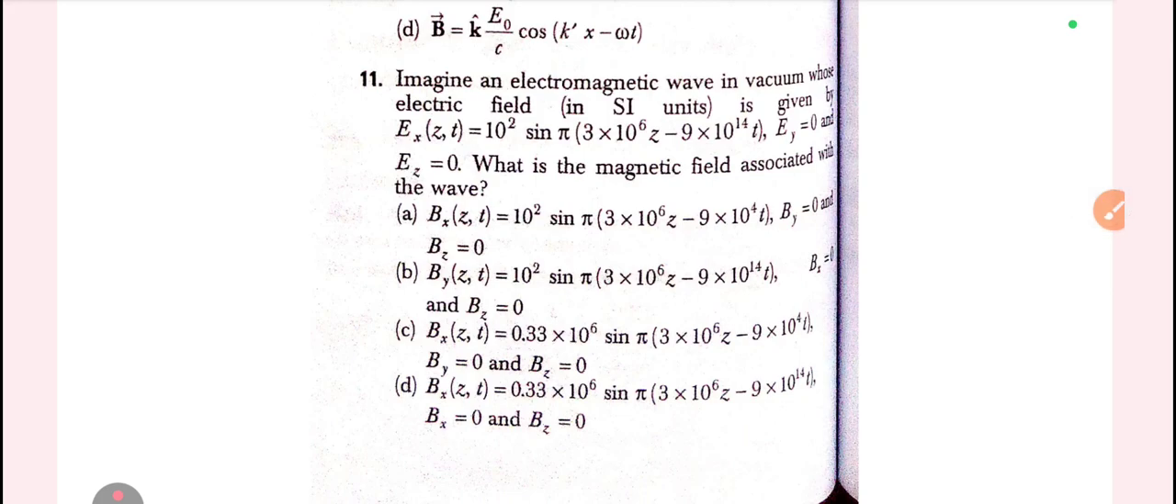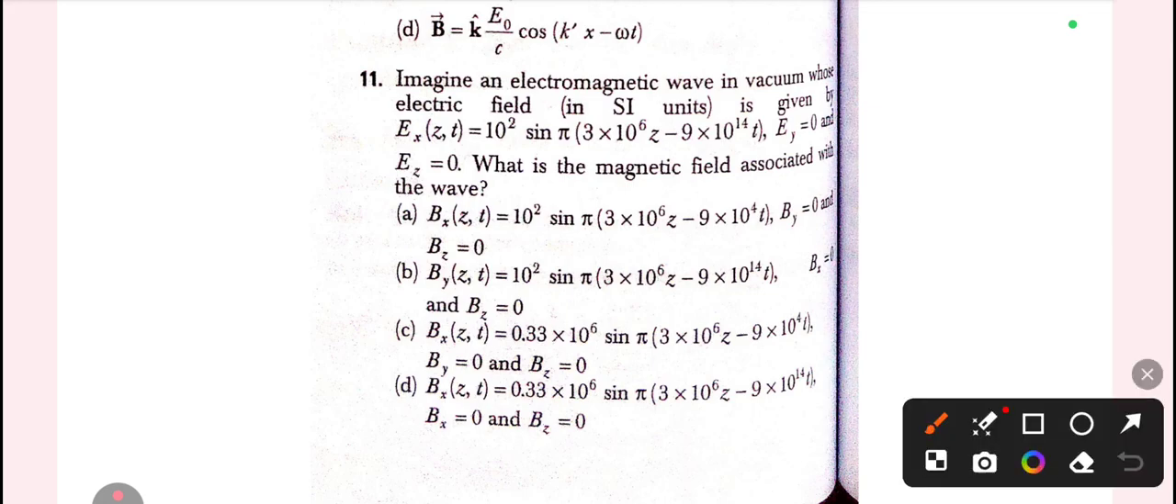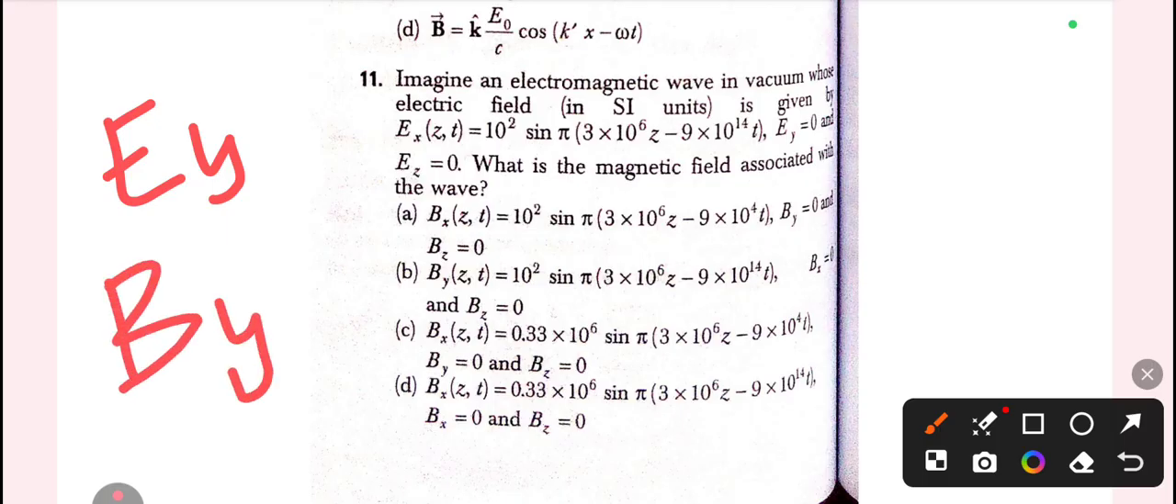Here we have an electromagnetic field in vacuum whose electric field is given by Ey equals 0 and Ez equals 0. What is the magnetic field associated with the wave? First of all, this is given as Ex. Then the magnetic field should be By or Bz.